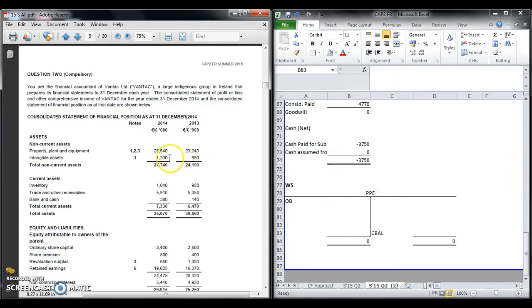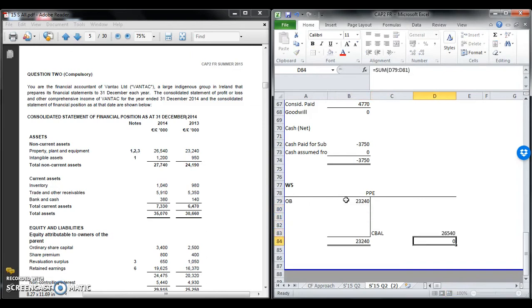So we're trying to explain how did property, plant and equipment go from an opening balance of 23240 to a closing balance of 26540. So that's what we're trying to explain, and we're going to use the information in the question either in the statement of financial position or in the notes to help explain that.